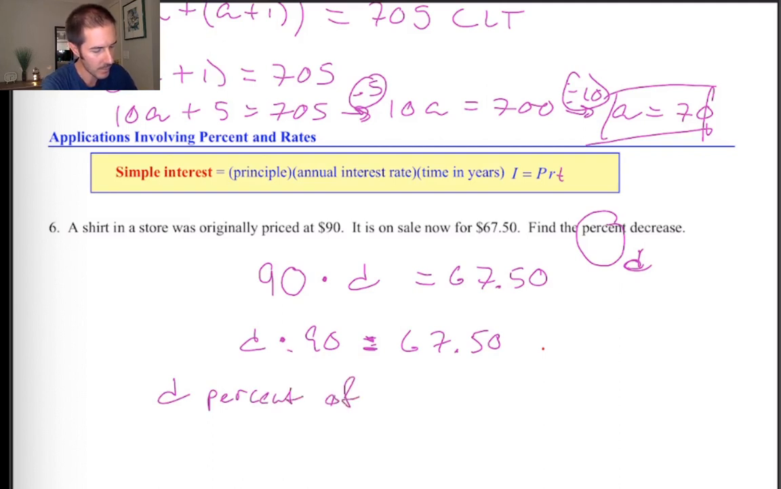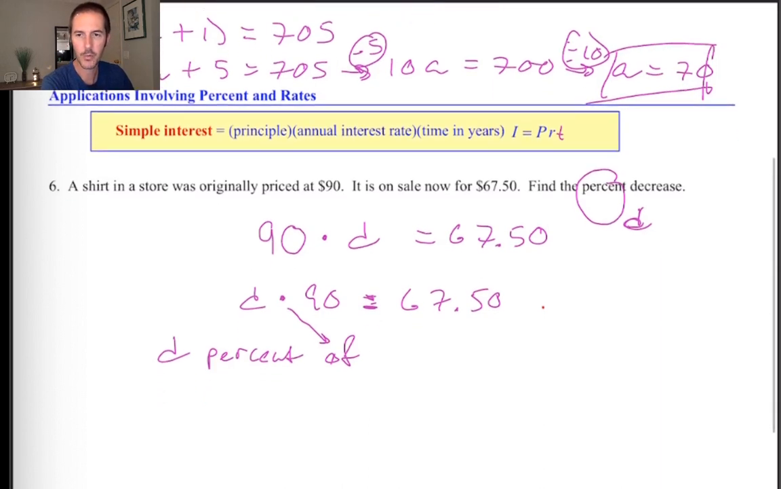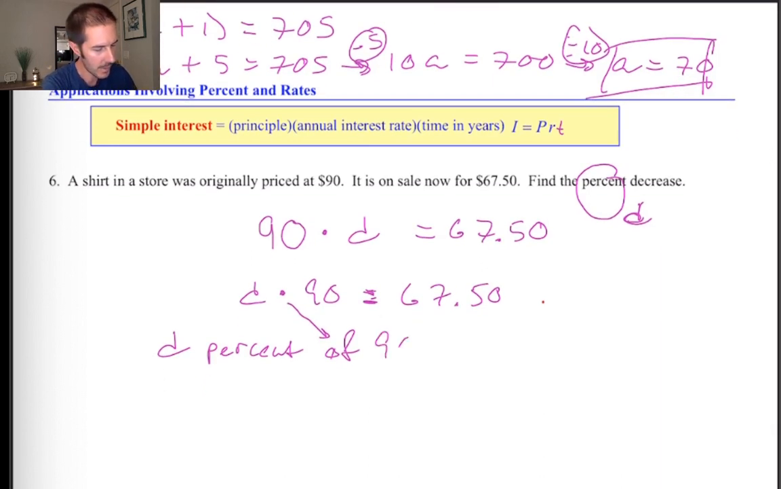What this equation says is D percent of, and multiplication usually translates to the word of and vice versa, D percent of $90 is, and that's the equal sign, $67.50. So whatever we find as a D value is not the percent that we took away from the original price, but rather it's the amount left. It's the $67.50.